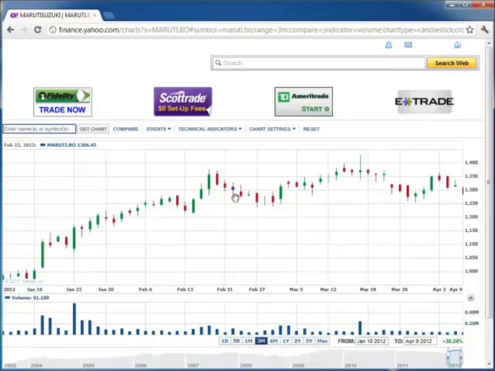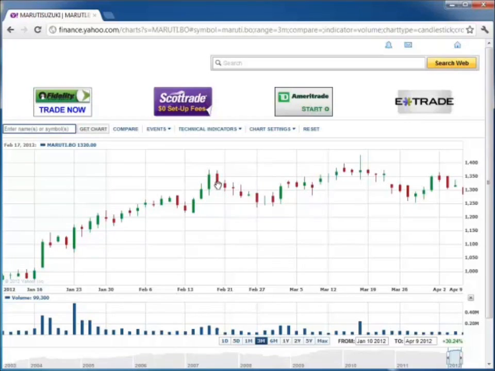So how exactly does this work? Essentially, a green bar means that the price rose on that day. A red bar, like here, means that it fell. So I want to look at this green bar here, and let's interpret what it means.